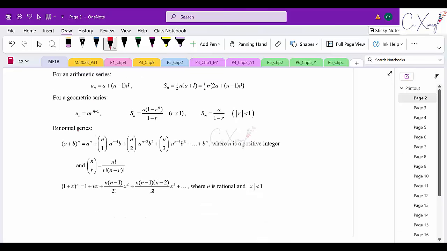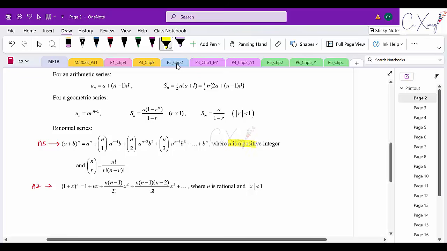Just for information, in A-level pure maths, in AS we are using the first formula, and for A2 we are using this second formula here. For the AS one, n can only be a positive integer, but for A2, n can be any rational number. It can be a fraction, it can be a negative value, and so on. So we are applying this formula in our expansion here.